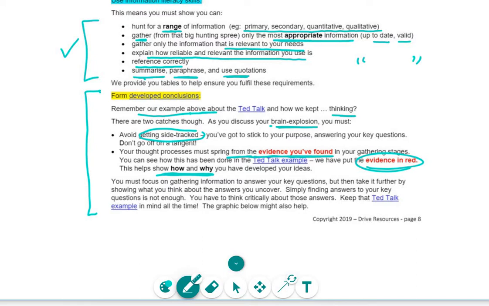You must focus on gathering information to answer your key questions, but then take it further. I'm just trying to explain what it is again: by showing what you think about the answers you uncovered. Simply finding answers to your questions is not enough. You have to think critically about those answers. Keep that TED Talk example in mind all the time, and also there's a graphic below that will help, the critical thinking graphic that's on page 4, I think it is.